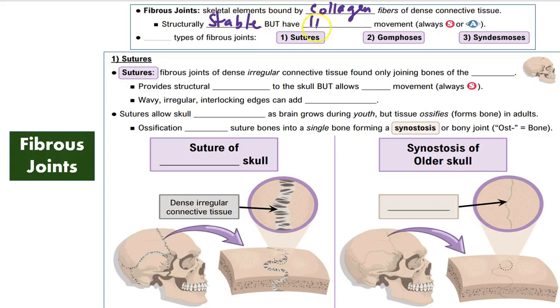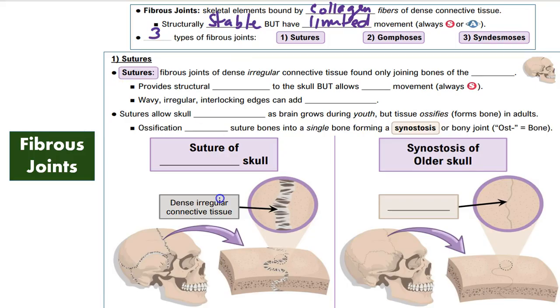but have limited movement. Some are going to be synarthroses, no movement. Some are going to be amphiarthroses, which have a little movement. And there are three types of fibrous joints we get to focus on: sutures, gomphoses, and syndesmoses. Okay? So let's first get into sutures.